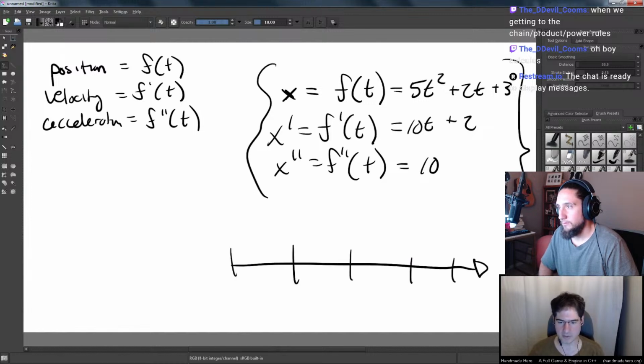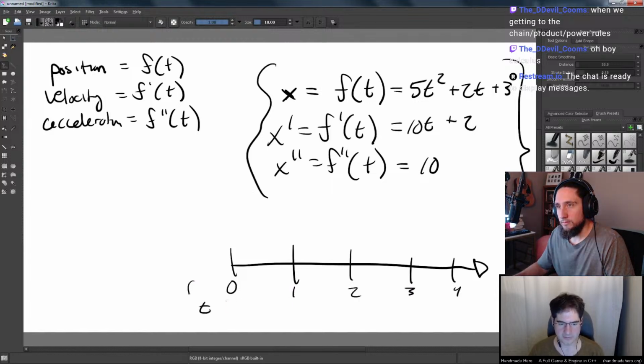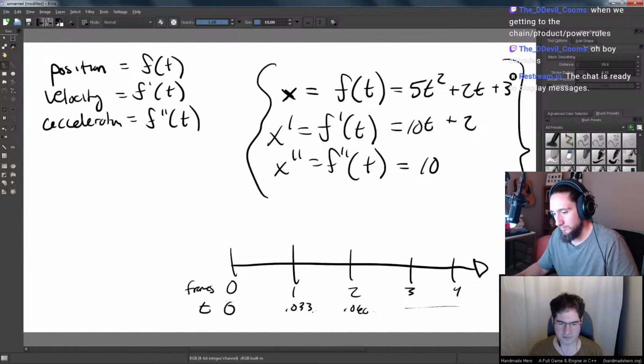And so if you think about it, here's our game time again, like we always say. I've got time equals, this is frame 0, this is frame 1, this is frame 2, this is frame 3, this is frame 4, right? And so in t, this is in frames, right? In t, we basically got time 0, time 0.033 repeating, 0.066, and so on, right? This is what the t variable is.